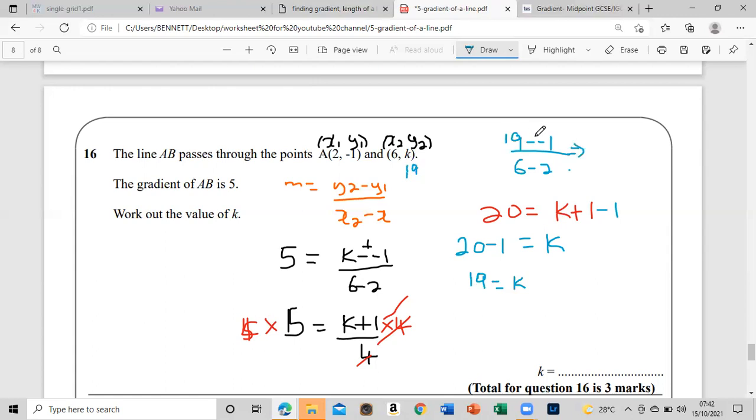So 19 plus 1, that's 20, and 6 minus 2 is 4. 20 divided by 4 is 5. So it is indeed correct.